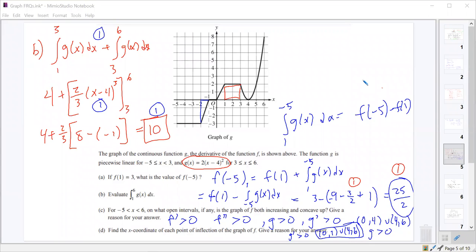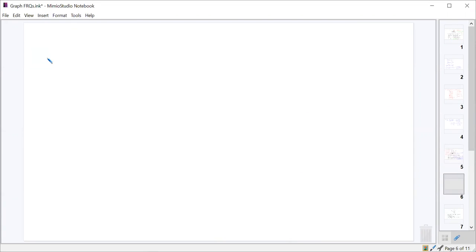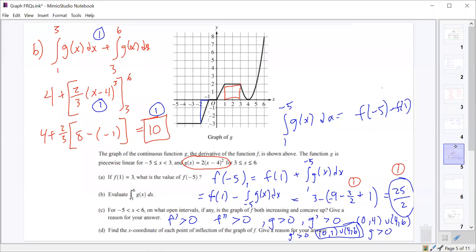All right, and last part, part D, find the x-coordinate of each point of inflection for the graph of f. So if we're looking for points of inflection of f, that means that we are looking at f double prime, and as we said, f double prime is equal to g prime, so we want to know when does g prime equal 0 and when is g prime undefined. So those are places where we might have a point of inflection. So if we look back here, g prime, so the derivative of g, the slope is 0.